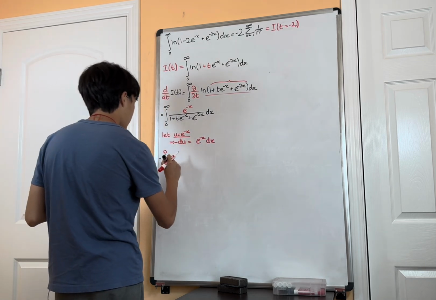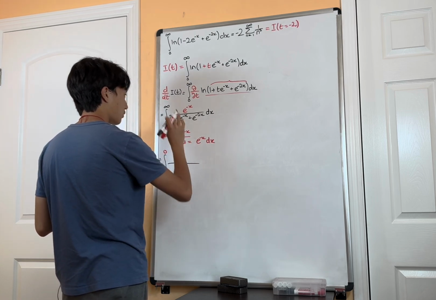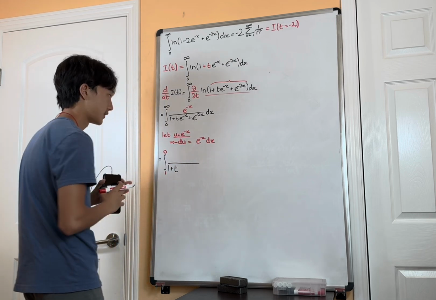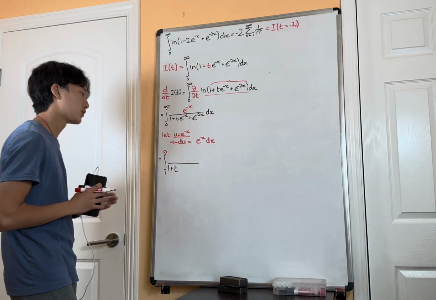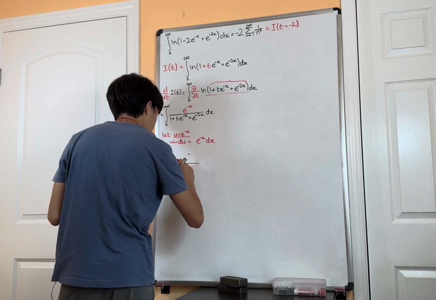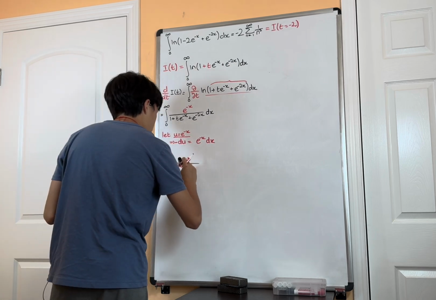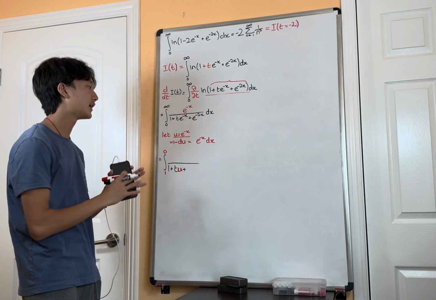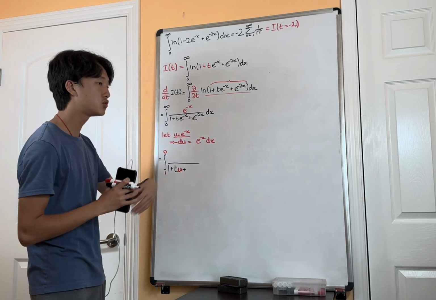All right, now we can go ahead and deal with the inside. So let's write down the denominator first. The 1 is still going to stay, plus t is going to stay. e to the negative x, we said was going to be u. And then e to the negative 2x, that's just e to the negative x squared, right? And e to the negative x is just u. So it becomes u squared.